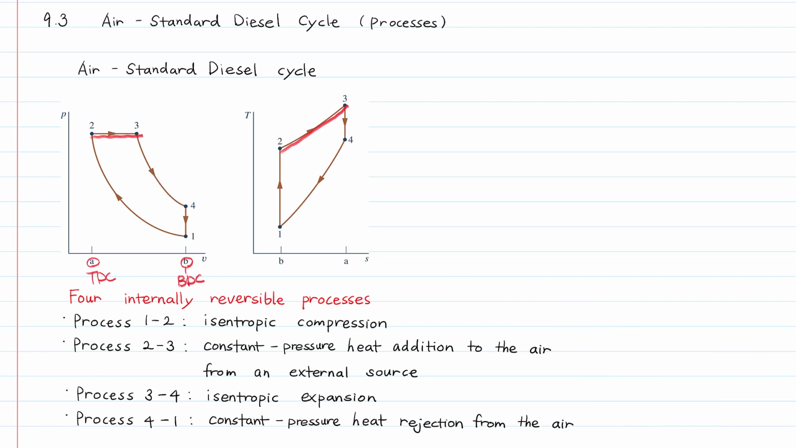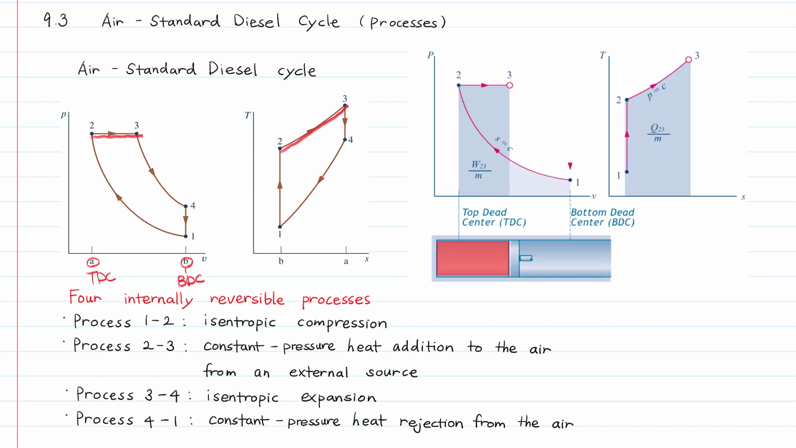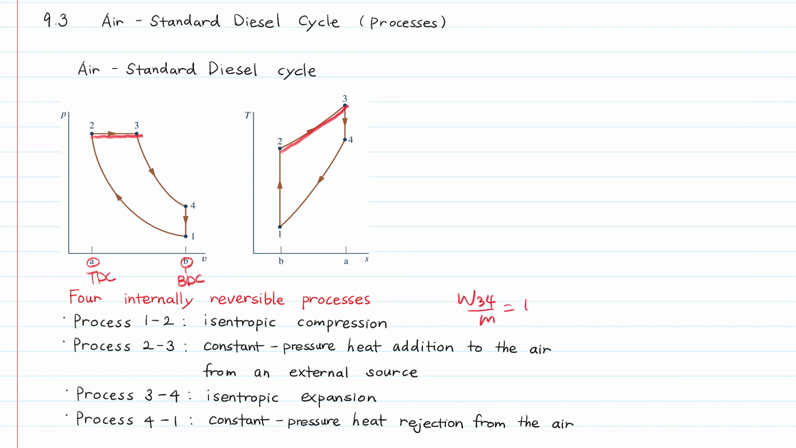Process 3-4. The power stroke continues. The piston continues to move until it reaches BDC. It is an isentropic expansion. The entropy remains constant. Again, there is no heat transfer during the process. Work is done by air. Using the energy balance, W34 is u3 minus u4. The work done by air is the specific internal energy difference between state 3 and 4. Note that the power stroke includes process 2-3 and 3-4.